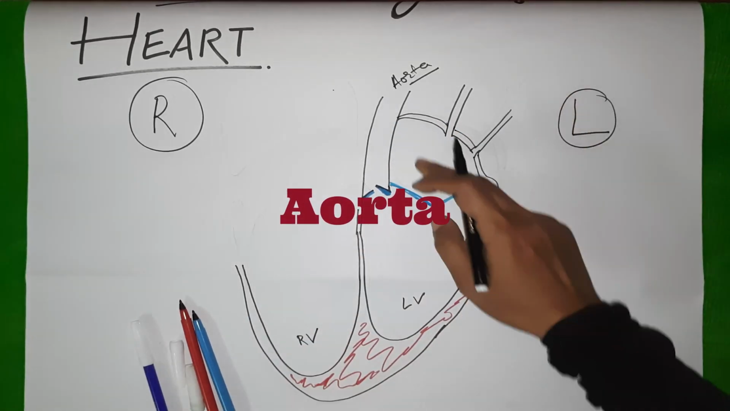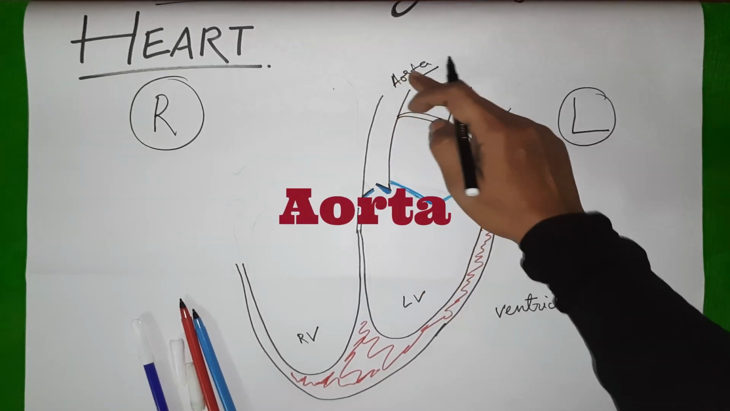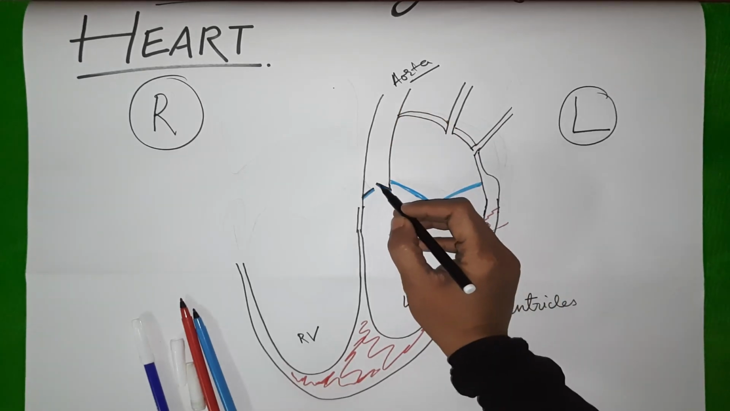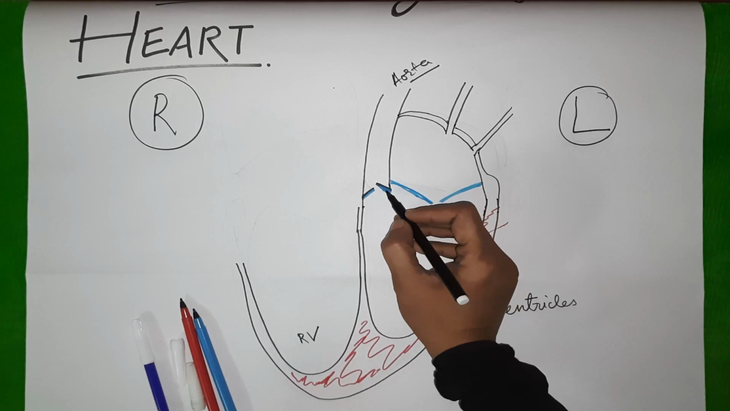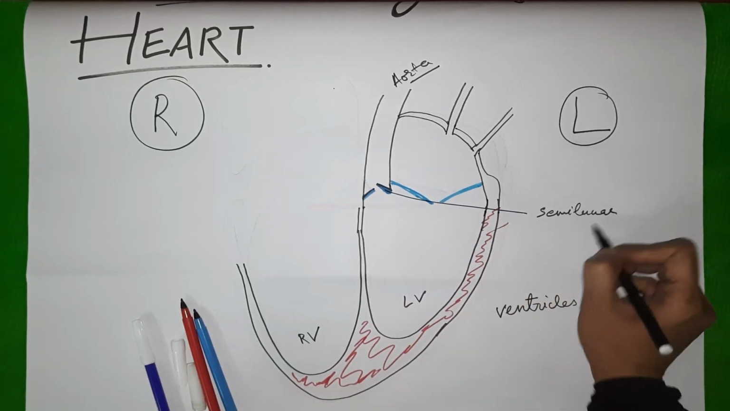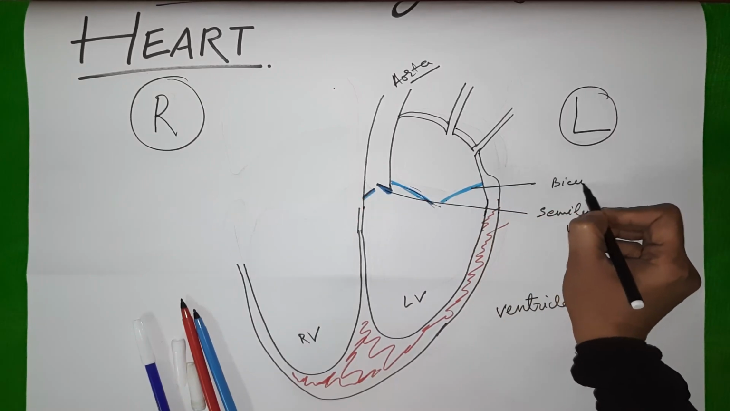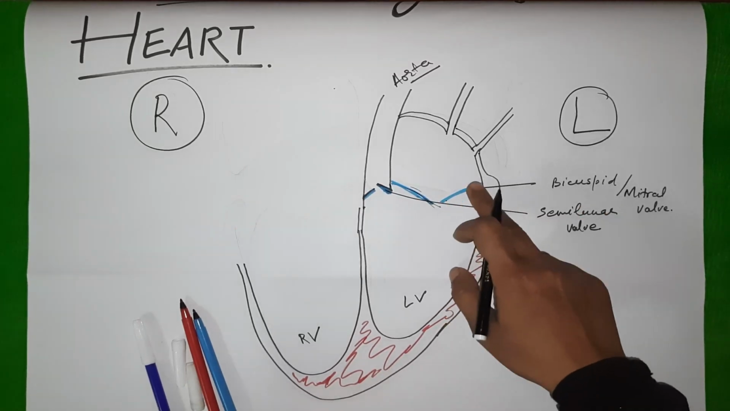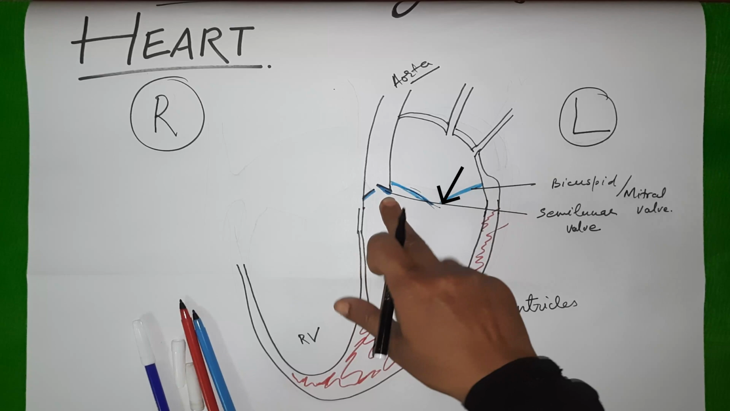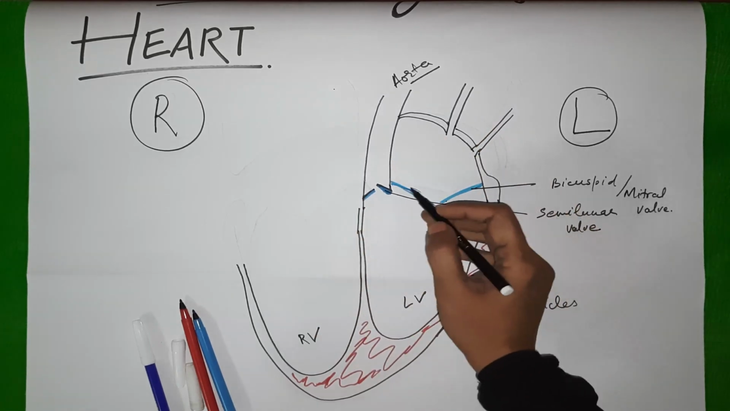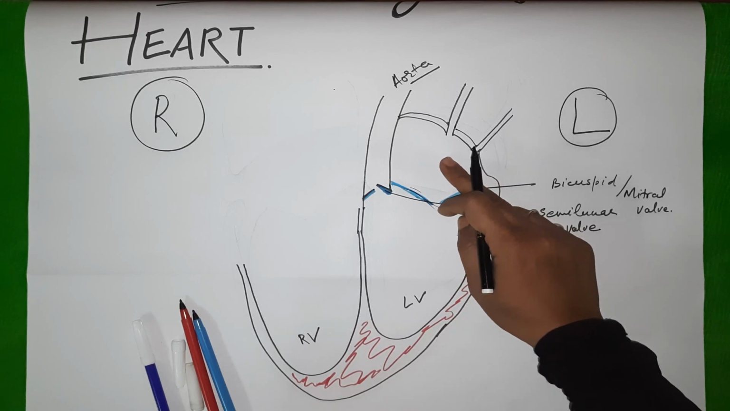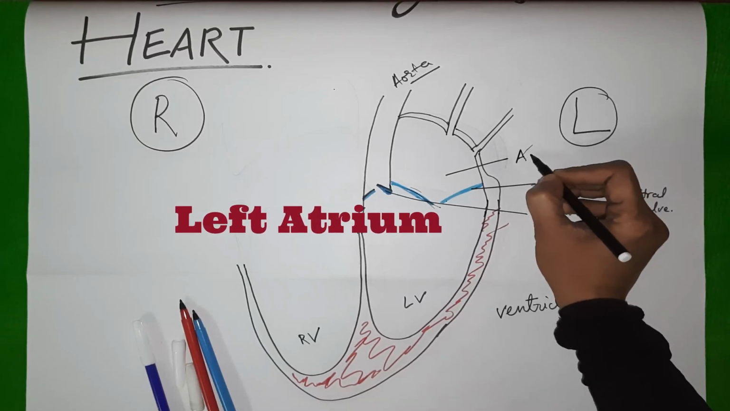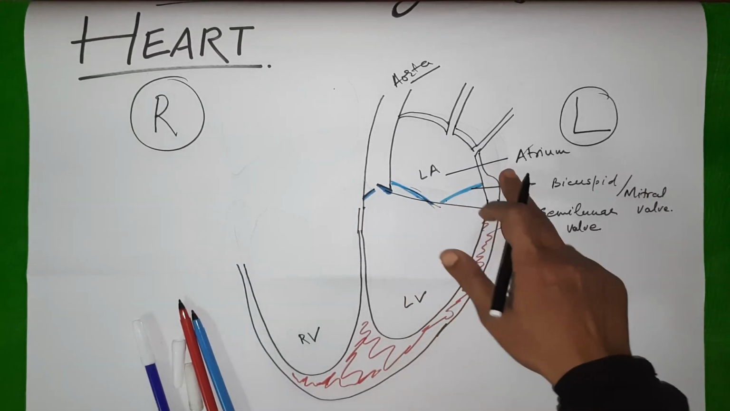This is the aorta, which is the largest vessel, and it will take the blood to all parts of the body. It has a valve which will open upward, and this valve is known as the semilunar valve. This other valve is known as the bicuspid, or mitral valve. This one will open downward, whereas the semilunar valve will open upward. When this valve is formed, another chamber is formed, which is known as the left atrium. This can be denoted as LA.